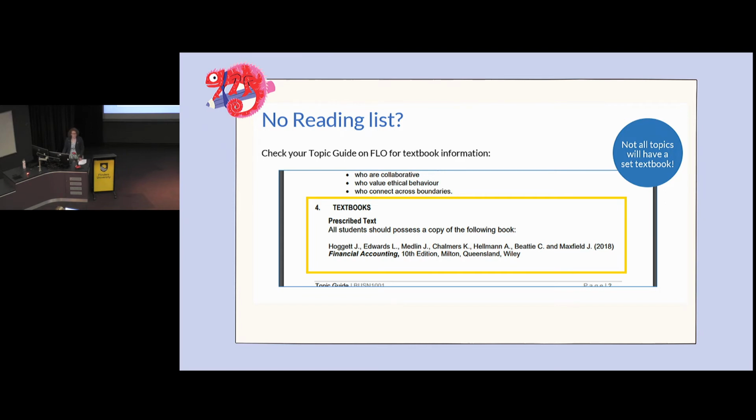It really depends on what sort of resources the TC has chosen that they think are important for your learning. So it may not be a set textbook, it may be a combination of a few different types of resources. For example, this is a screenshot here of one of the topic guides where they've just mentioned it within the topic guide rather than linked to it in the readings list. So if it doesn't show up in your readings list, have a look on here as well.